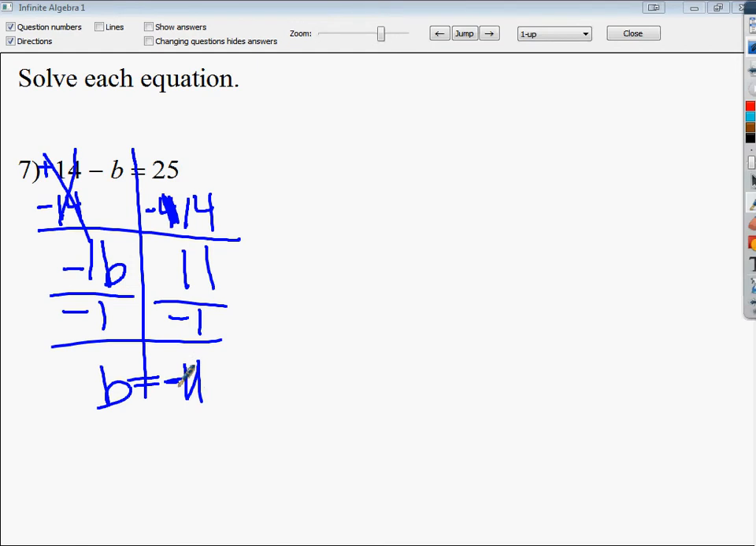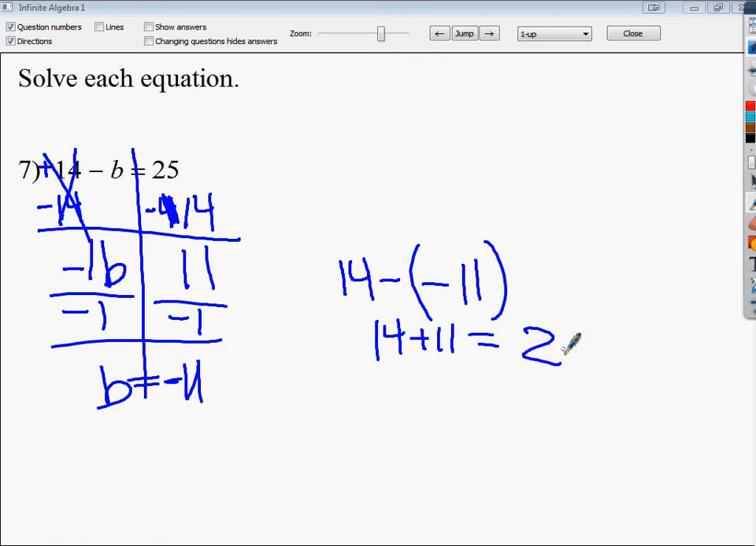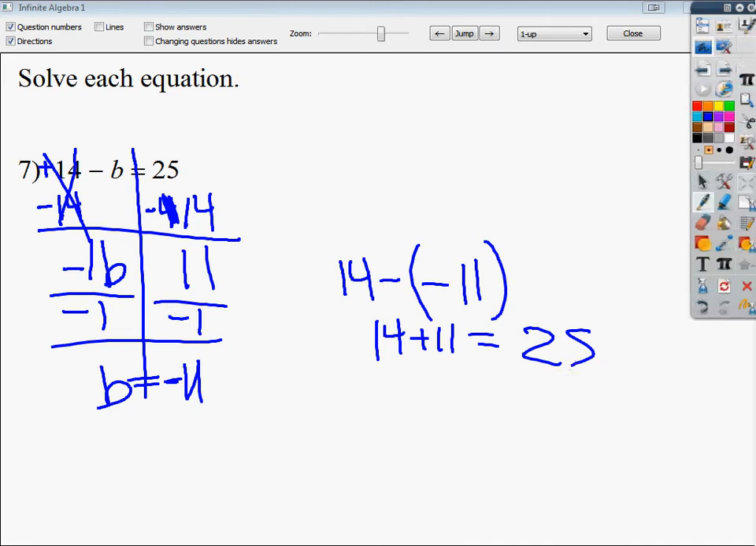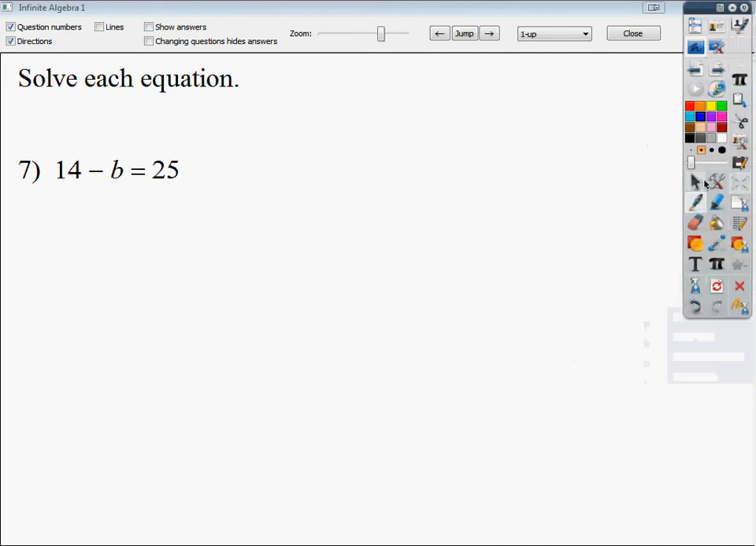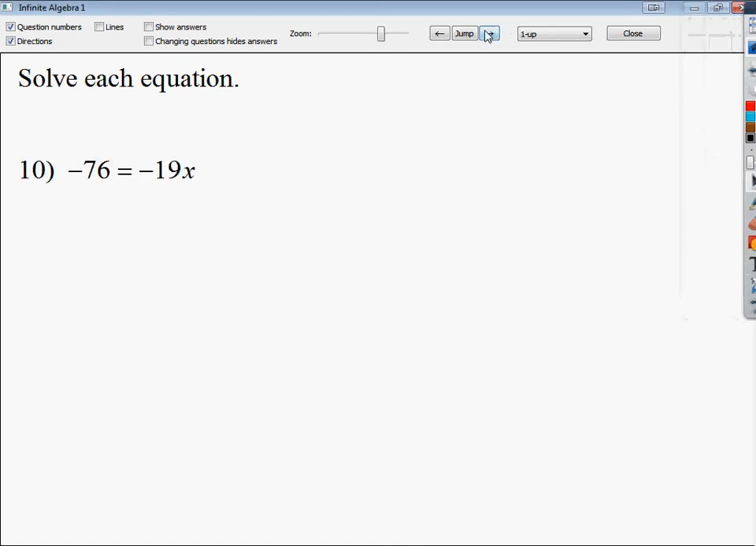Can I test that? Yeah, absolutely. If I do 14 minus negative 11, well, that's the same as 14 plus 11, which is, of course, 25. So make sure when you have that kind of setup, you subtract that 14, bring down the negative b, and then divide by negative 1 to make sure you get to the right answer. From here, let's see if there's any other ones that look odd. Not really. Here's one that's a little bit different, but not by much.